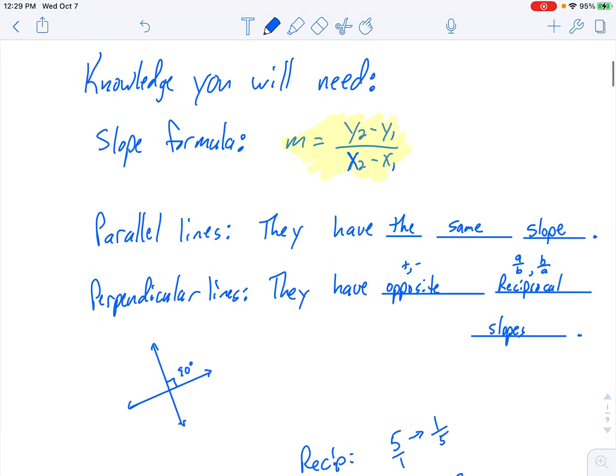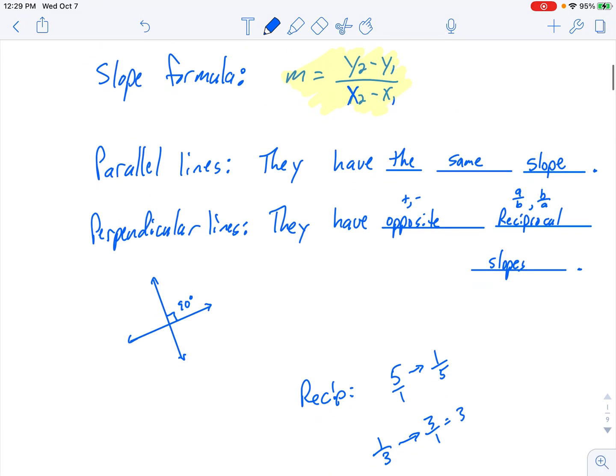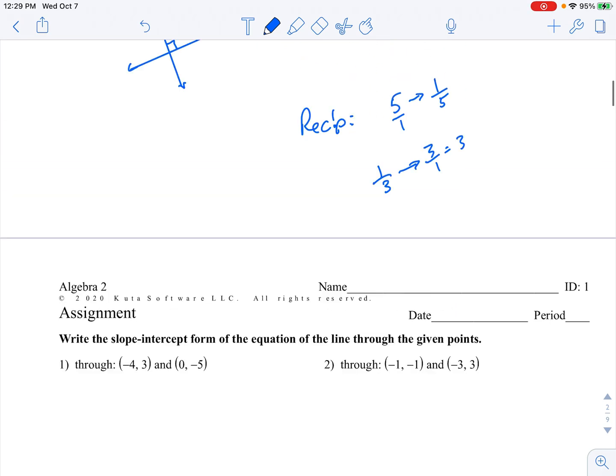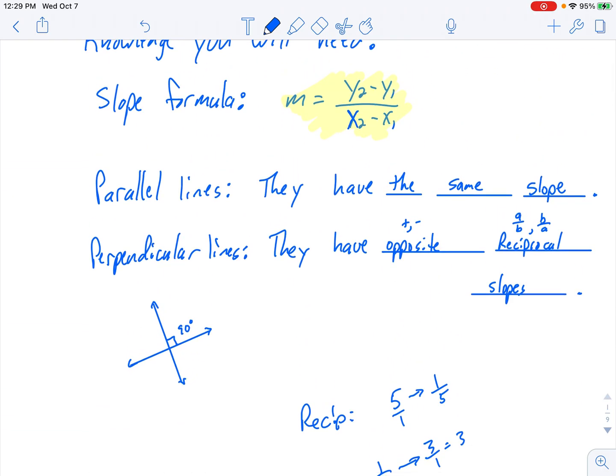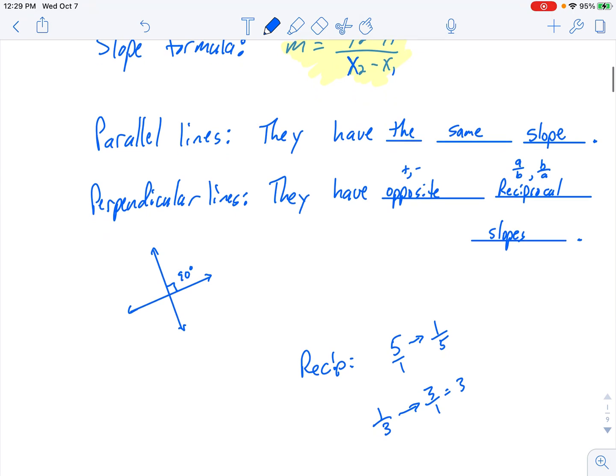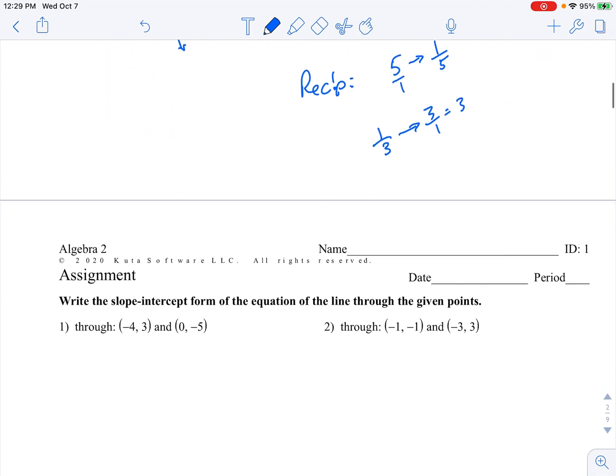So, slope formula, you need to know that parallel lines have the same slope and perpendicular lines are special. Their slopes are opposite reciprocals of each other. If you're at all confused on that, especially that last one, when we get there I'll try to explain a lot better. But this is just kind of a preview of what we're getting into.